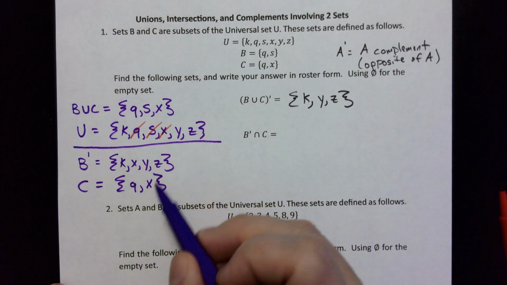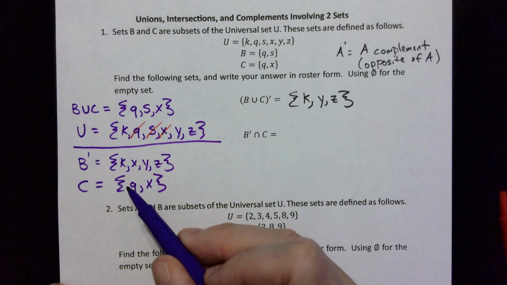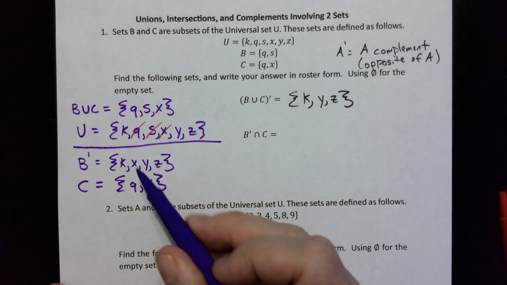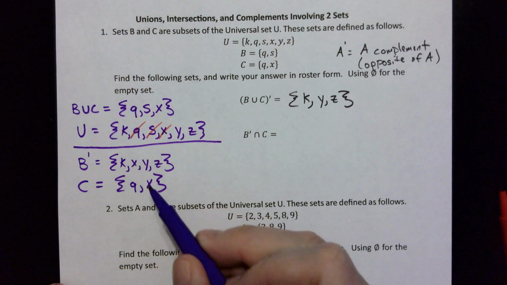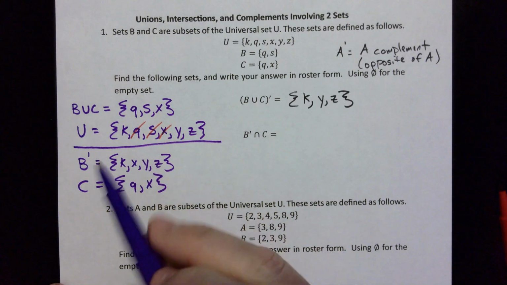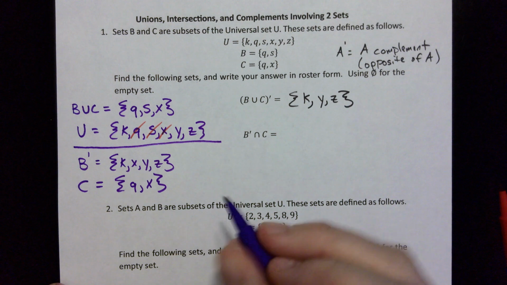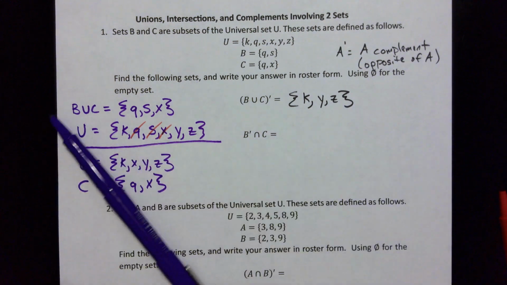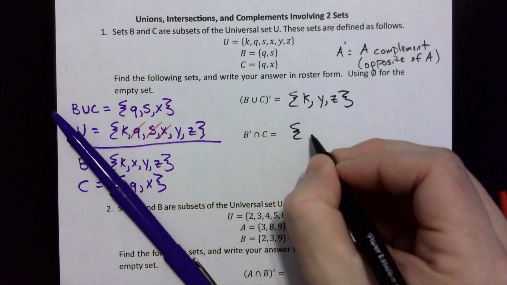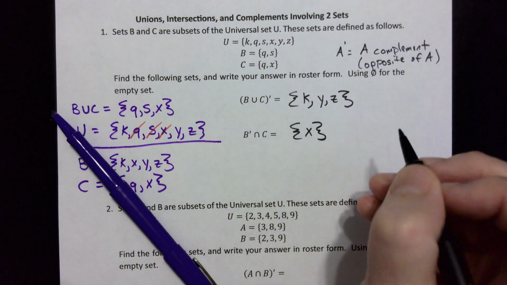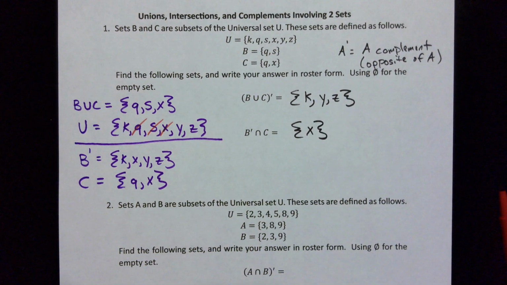So what element is in both of these things that I can write down? Okay, that would be the X. The X is the only thing that's in both of these sets. So that's the intersection of B complement and C. Okay, so that is going to be X. Okay, that's the first problem.